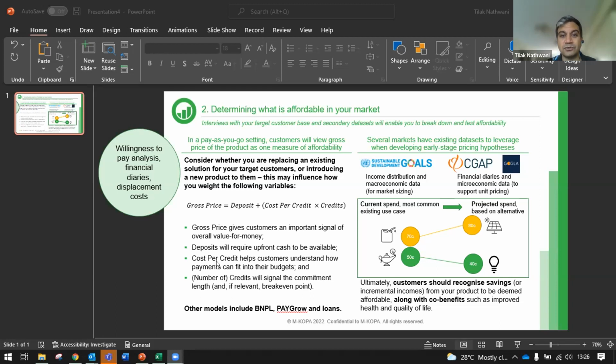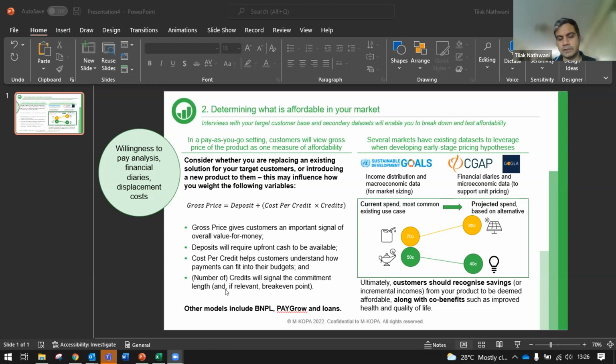Then of course, the cost per credit helps customers understand how payment plans fit into their budgets. It's the same way as every time my phone or contract provider gets in touch with me about an upgrade, I think about how that might break down into monthly terms and so forth. So the cost per credit is very important as well, especially when you look at the distinction between replacing an existing solution or introducing a new product to them. And of course, the number of credits will dictate the length of the commitment as well.